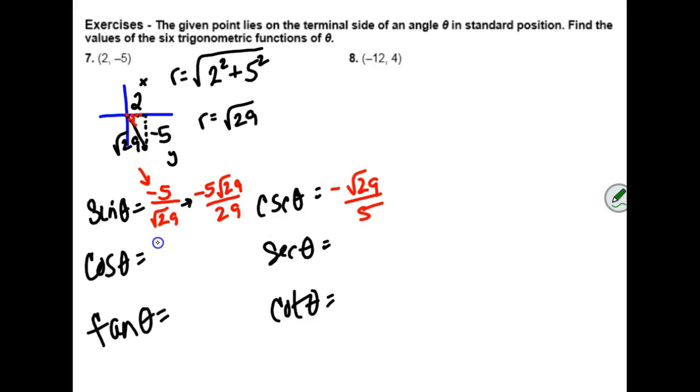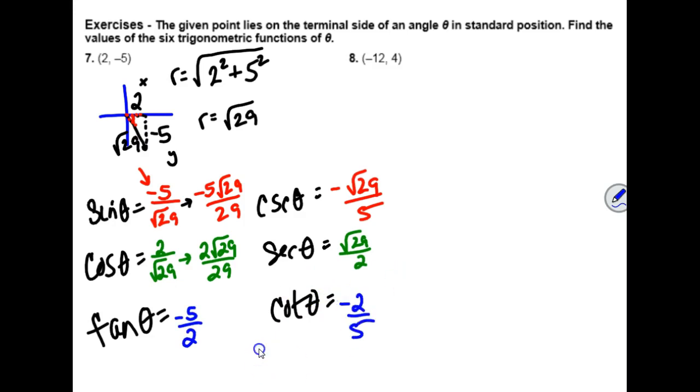Cosine is x over r, so that would be 2 over the square root of 29, which will come out to 2 square roots of 29 over 29 when you rationalize. And then again, choose wisely when you go to flip it around. We got square root of 29 over 2. And then tangent is y over x. So we have -5 over 2. Don't have to do any work on that one. Cotangent, just flip it around, -2 over 5. What do you notice about the signs of your 6 trig functions here?